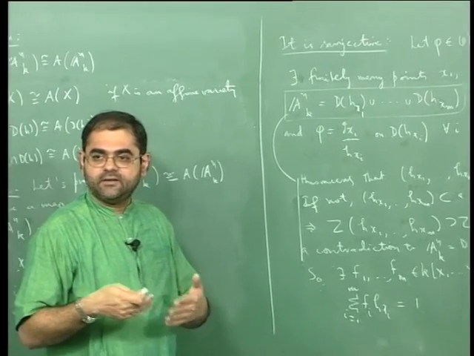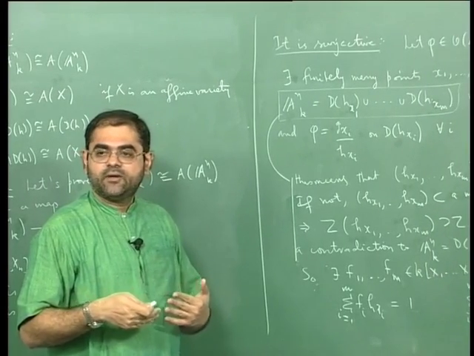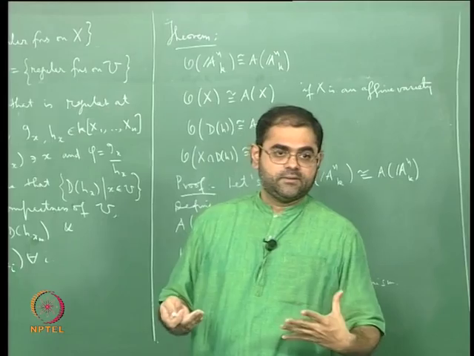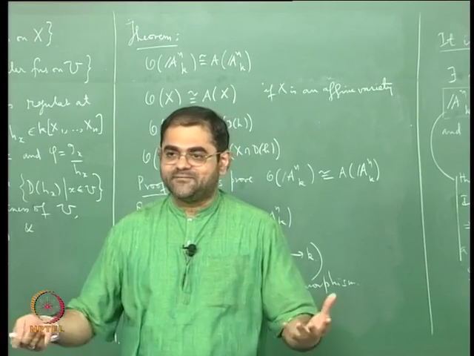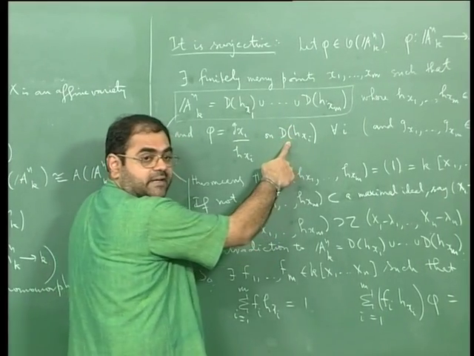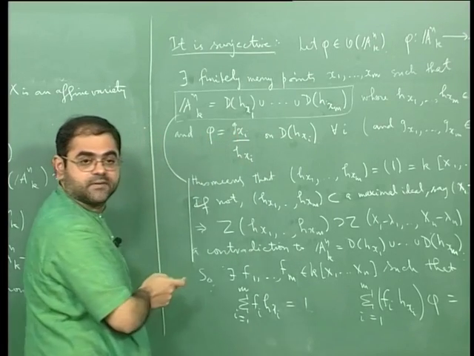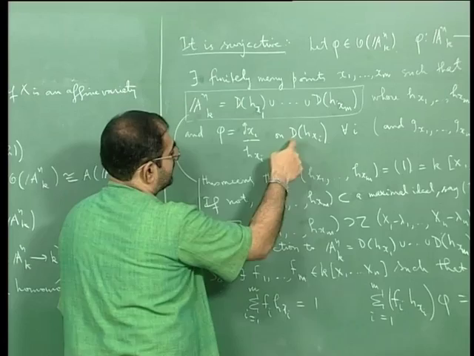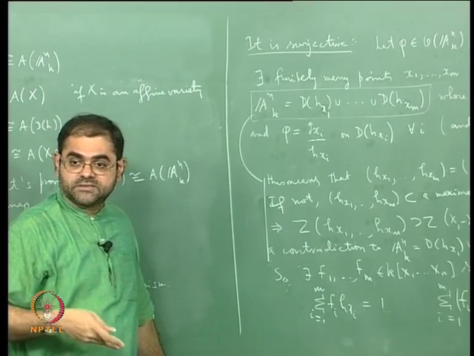If two polynomials, treated as functions, coincide on a non-empty open set, then the polynomials are equal. So what this equation tells me is that on this non-empty open set D(h_i), the function phi times h_i and g_i are the same. And I want to say from that they are the same. Phi times h_i and g_i are the same as regular functions on the whole space.